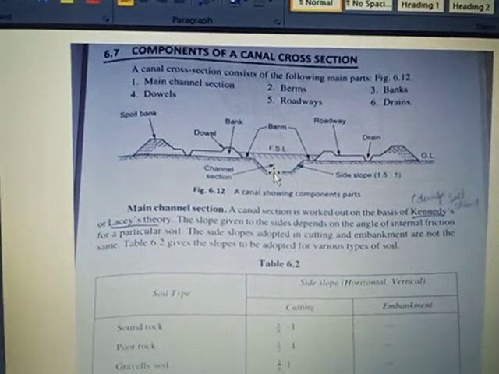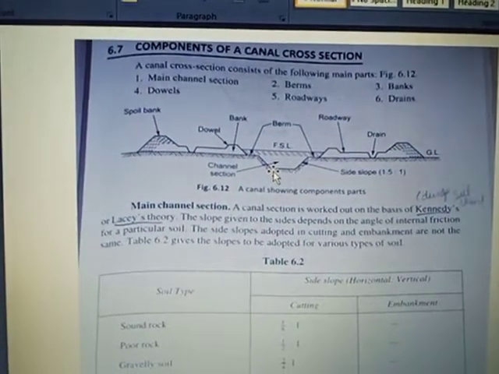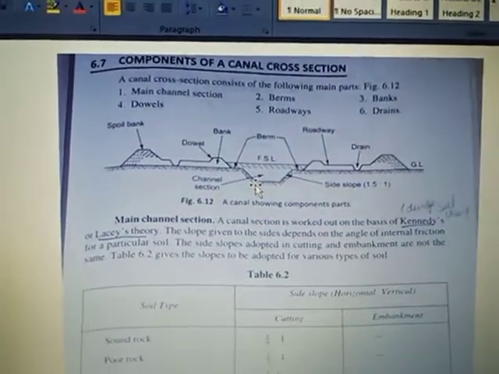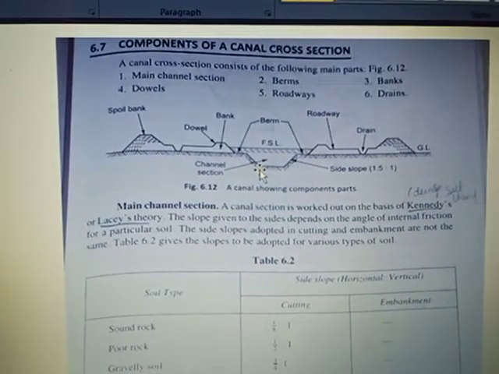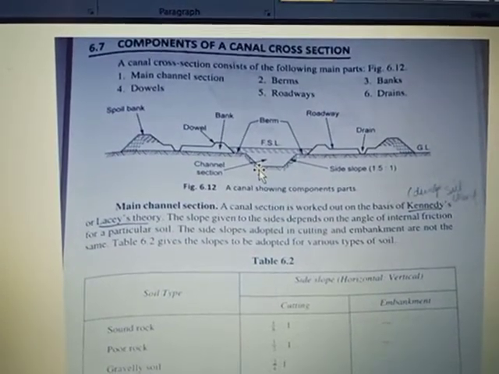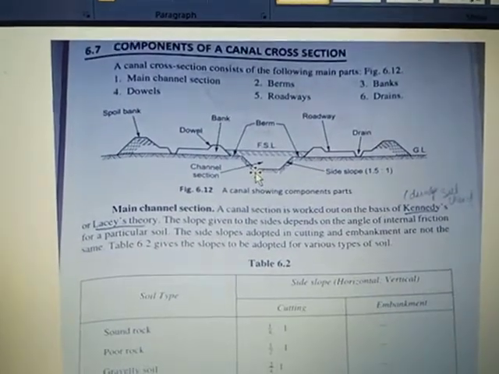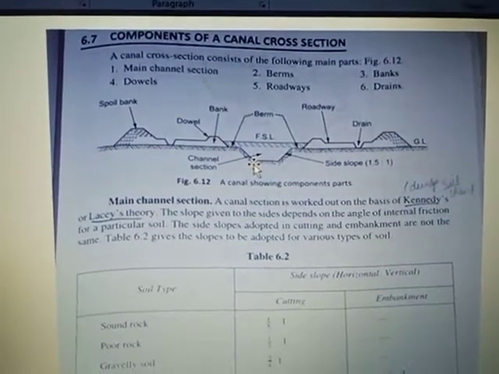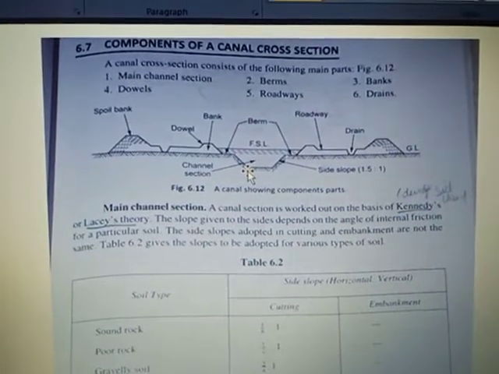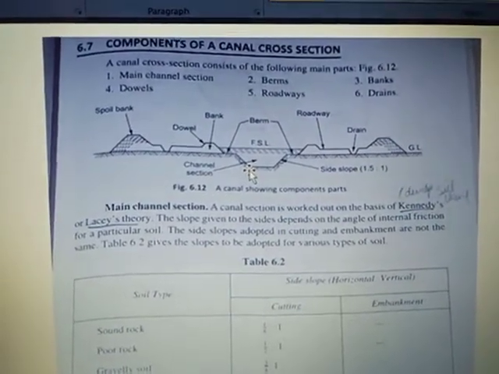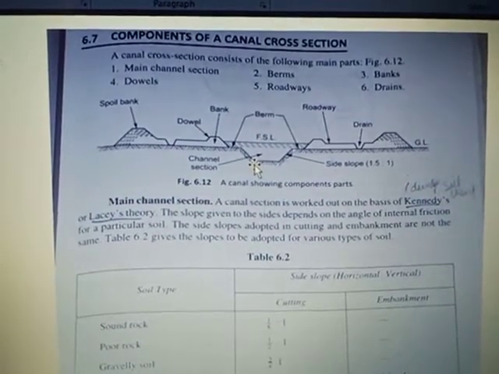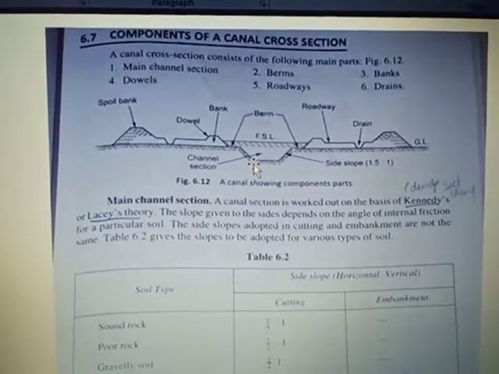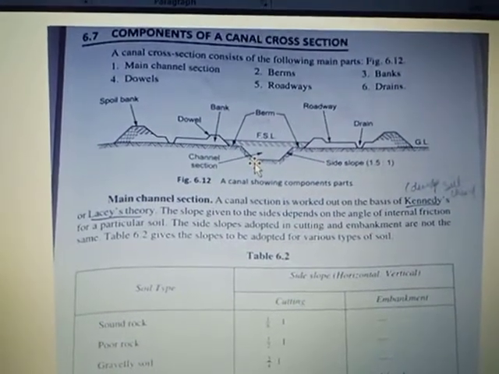The main channel or the channel section is given by this arrow here. This main channel is worked out based on the theory of Kennedy or Lacey's theory, either one of these, depending on the case, which will be explained to you in the coming videos. Based on this theory, your main channel section will be made. So this is about the main channel section.